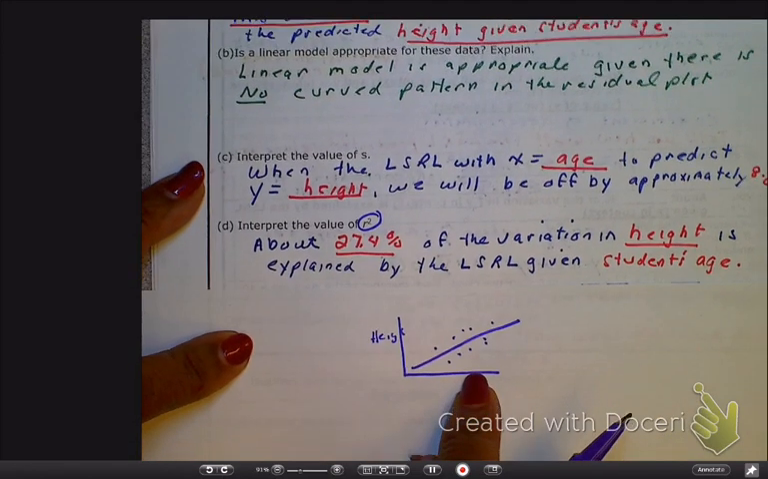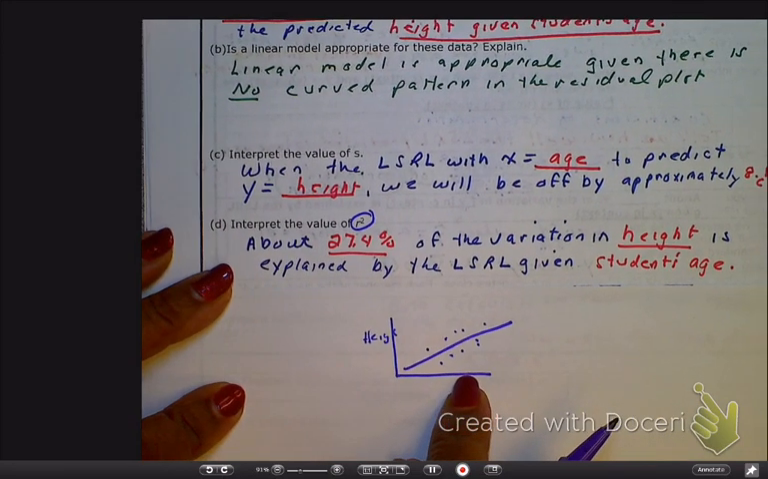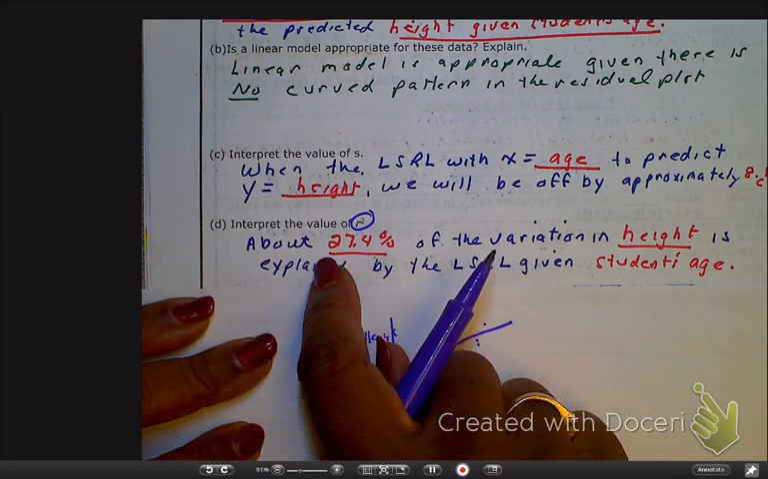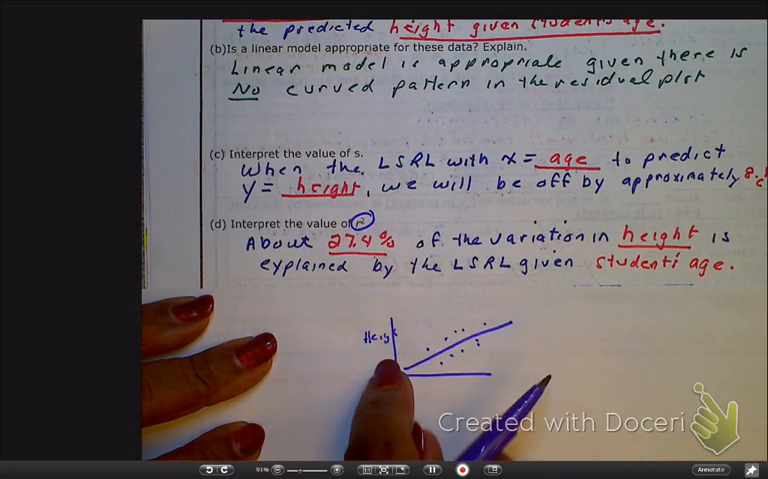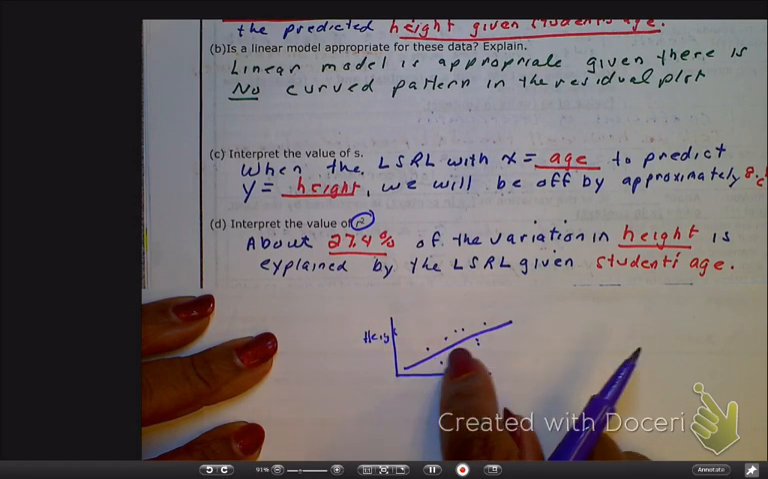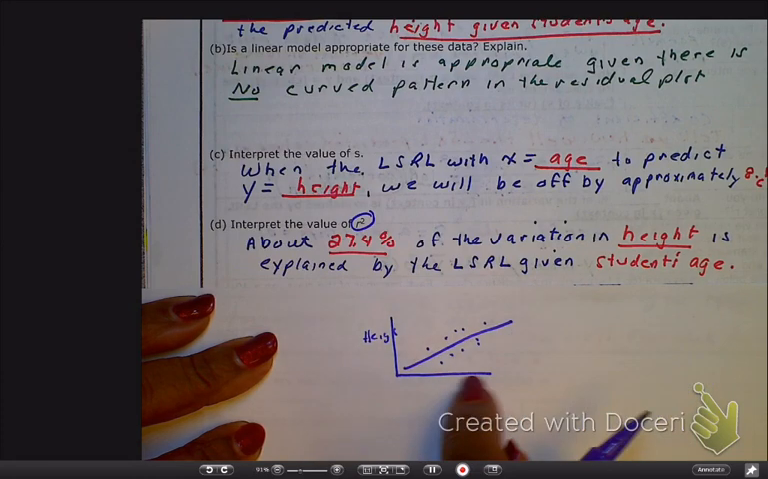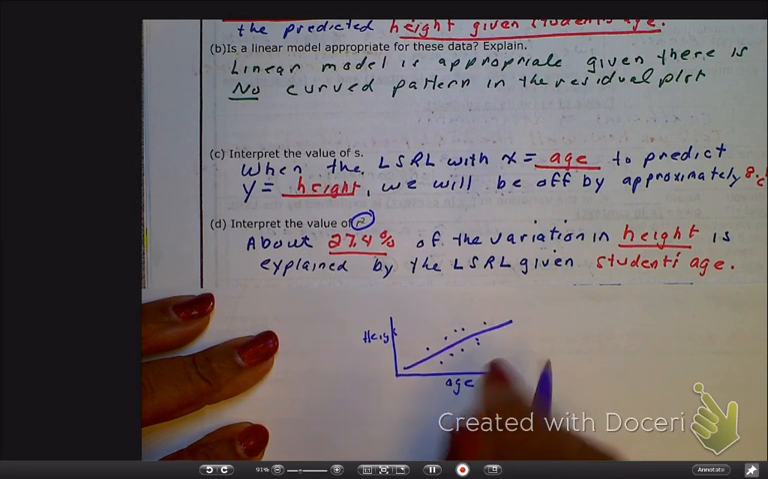So I'll do it again because I was a little off screen. About 27.4% of the variation in height, the Y values, is explained by this least squares regression line given those ages down here. And that is what an R squared value is.